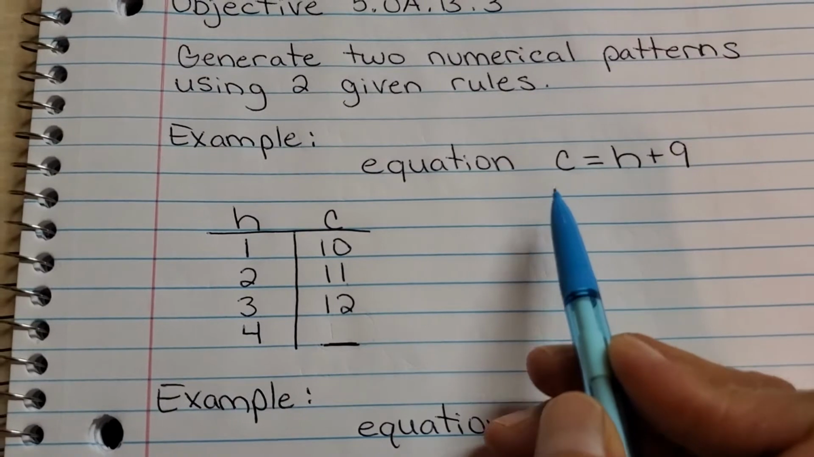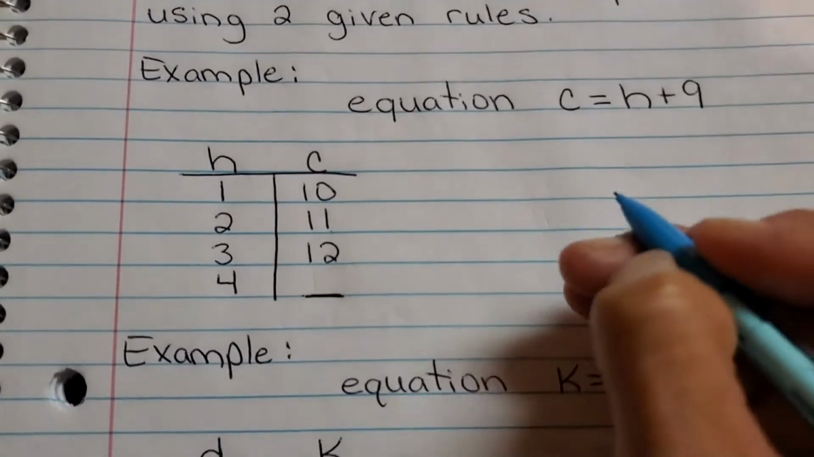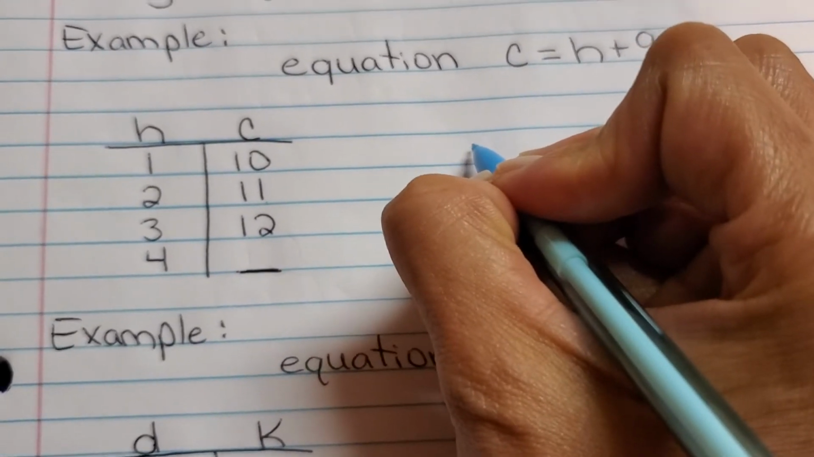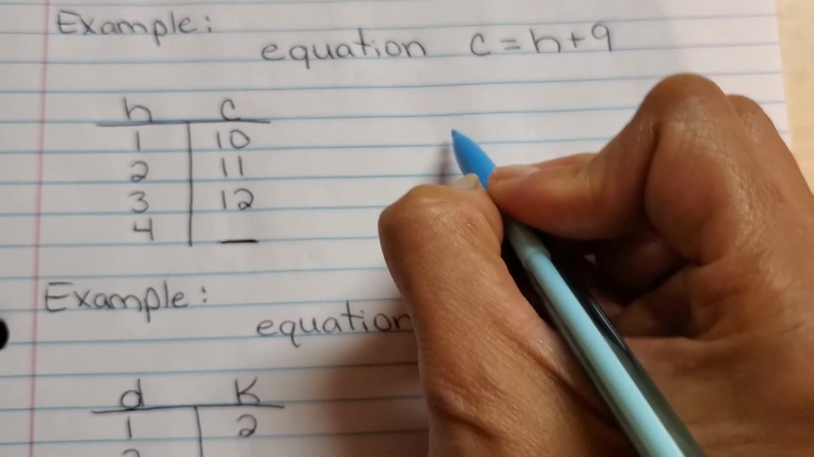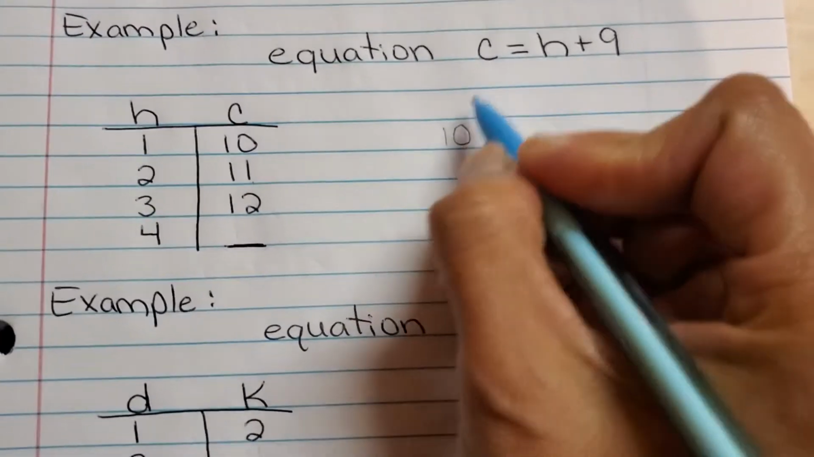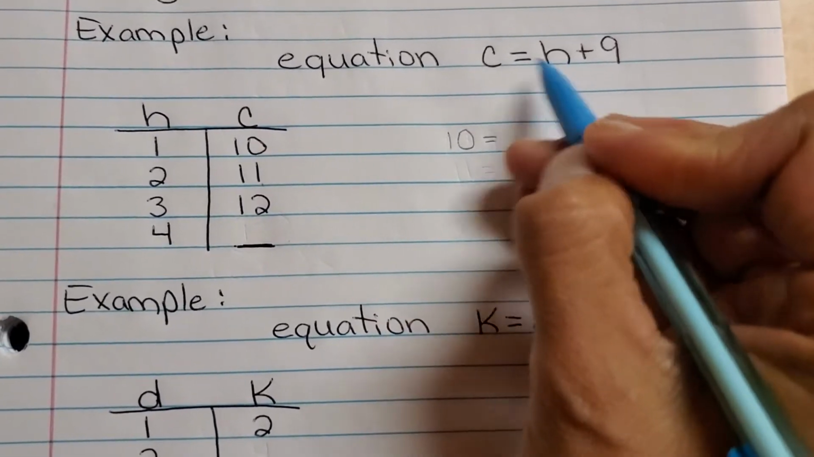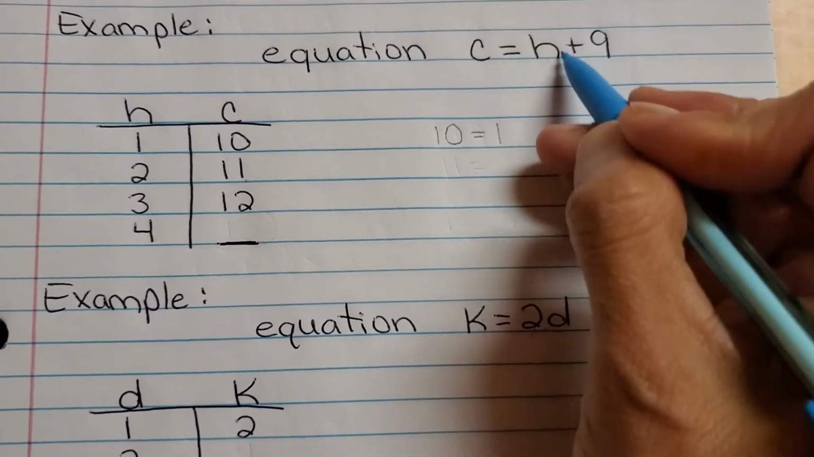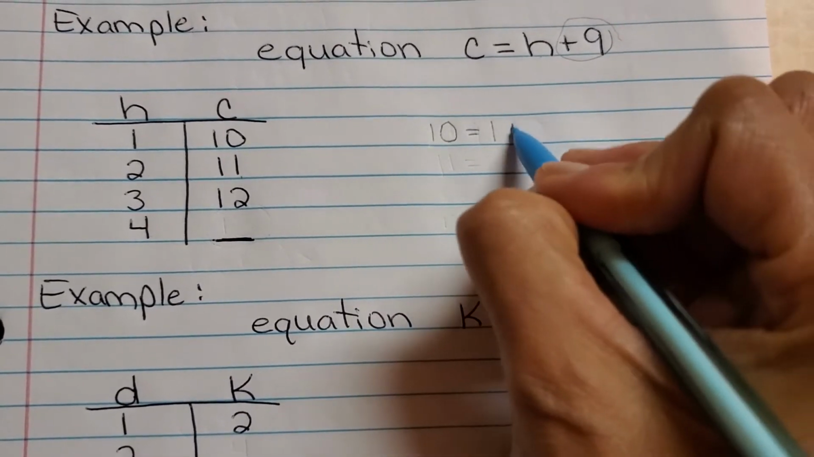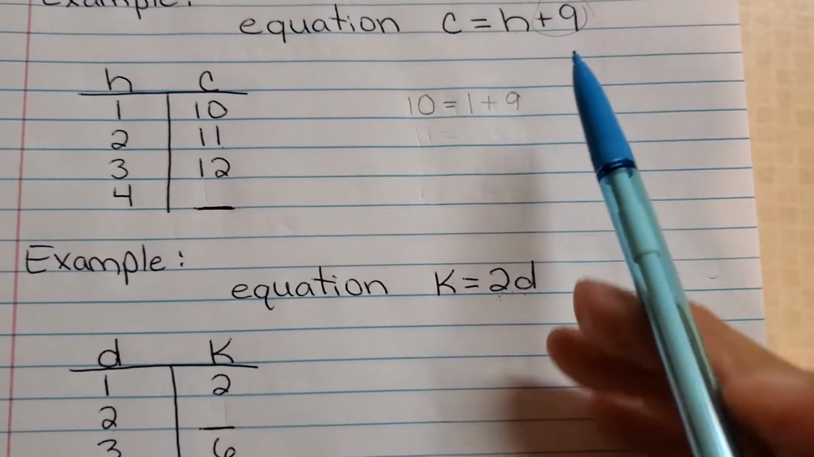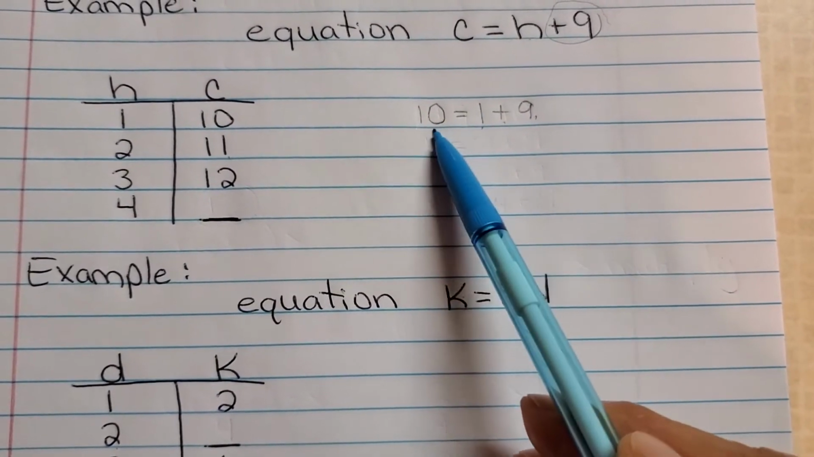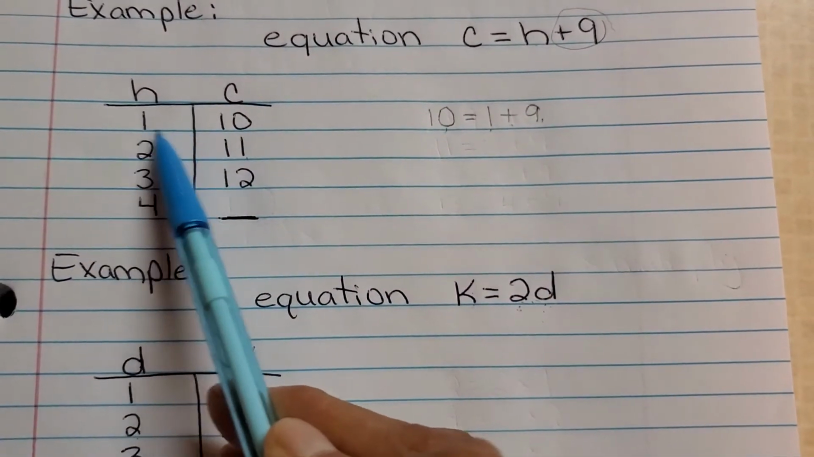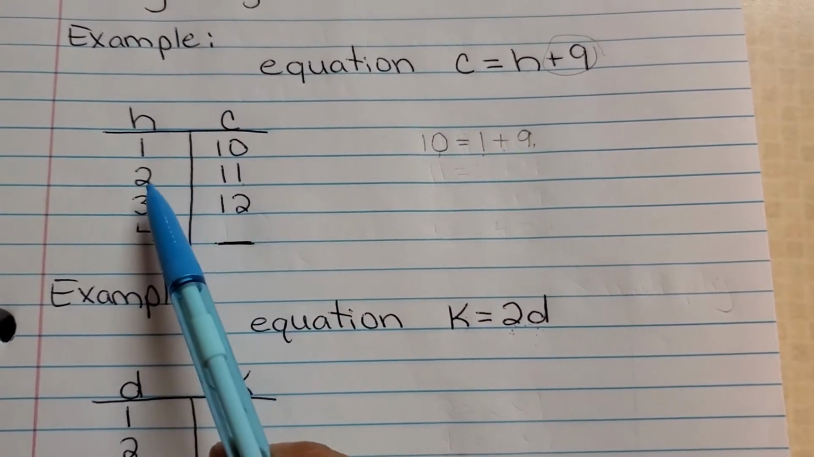So the first one, C is 10. So we know C is 10. We know that H is 1. And then we just bring this whole thing down, plus 9. So we look here, 9 plus 1 equals 10. That's how we got these here. So let's go to the next one.